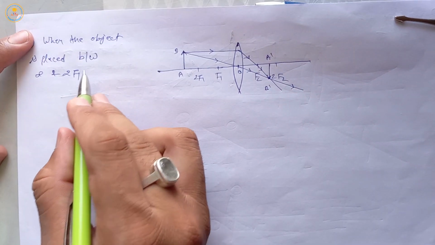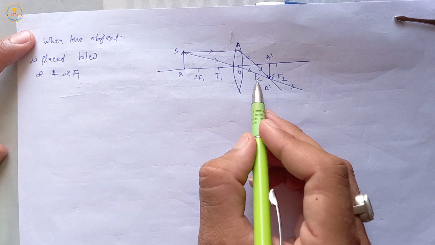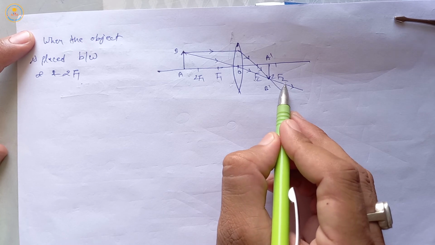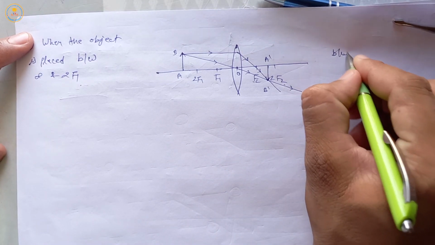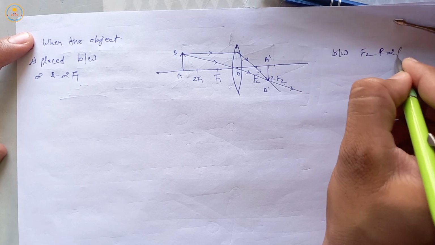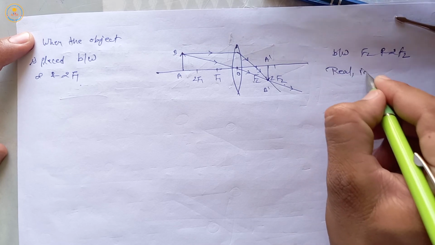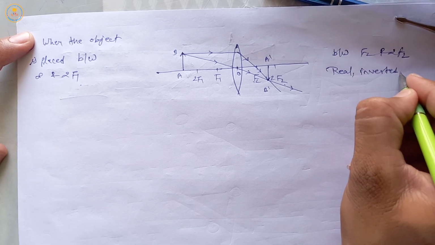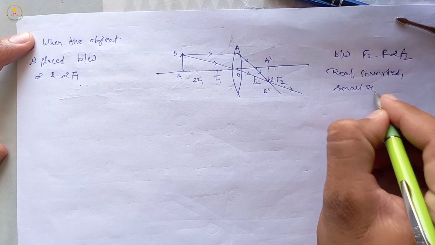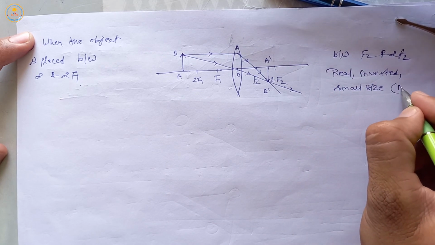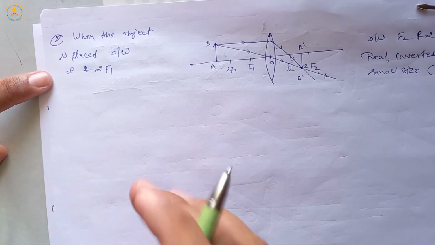When the object is placed between infinity and 2f1, the image is formed between f2 and 2f2. Okay, clear it. The nature of the image is real, inverted, and small in size. Then in this situation m is less than 1. Clear it. This is our second condition.